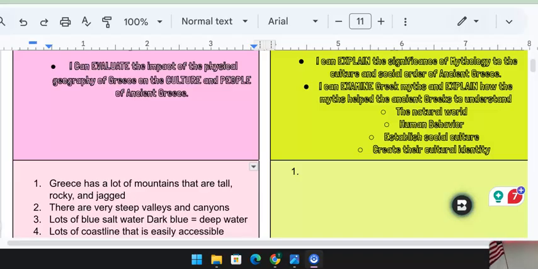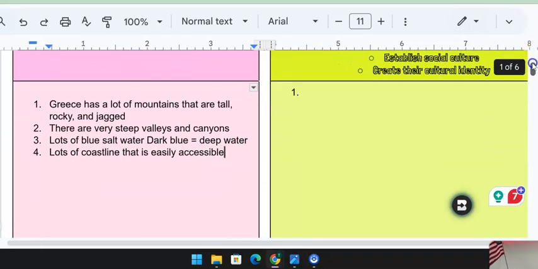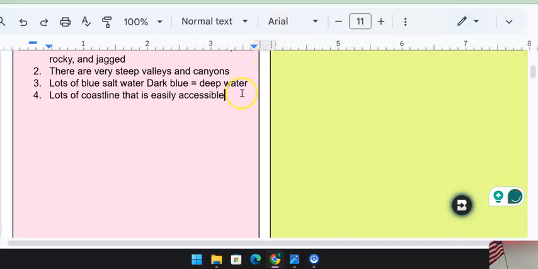Okay, so like we said, I'm going to be calling on us to help fill out the rest of our chart. Is there a table group that has another thing about the physical geography of Greece that they would like to share? Okay. So what do these trees look like? Are they big forest trees, or are they kind of brushy looking trees? Would we say that Greece is like a forest?